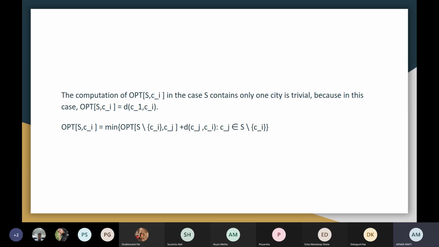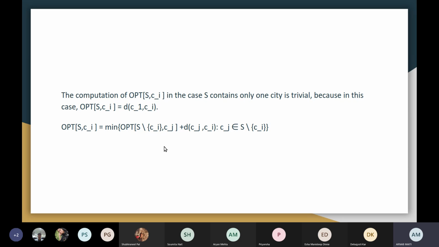I forgot to tell one thing. In dynamic programming, I'm assuming that you go from bottom to top. By bottom to top, I mean that for smaller sizes of S, assume that you have already computed the values. Using them, you now try to compute the values of OPT(S, Ci). You start from the base case and build up the solution. The standard assumption is that for smaller sets of S, we have computed the solution.